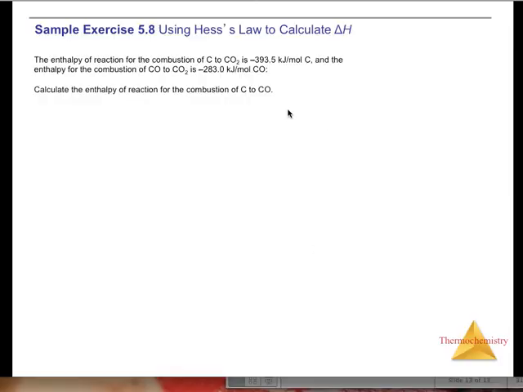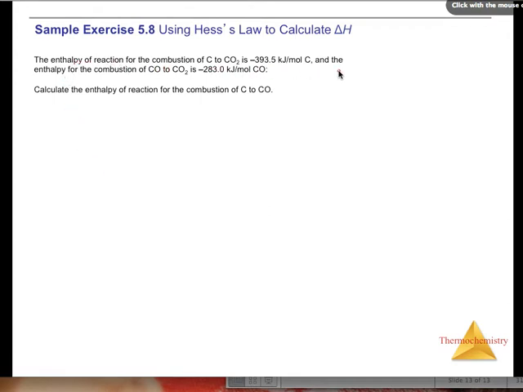Okay, so the enthalpy for the combustion of carbon to carbon dioxide is negative 393.5 kilojoules per mole of carbon, and the enthalpy for the combustion of carbon monoxide to carbon dioxide is negative 283.0 kilojoules per mole carbon dioxide.